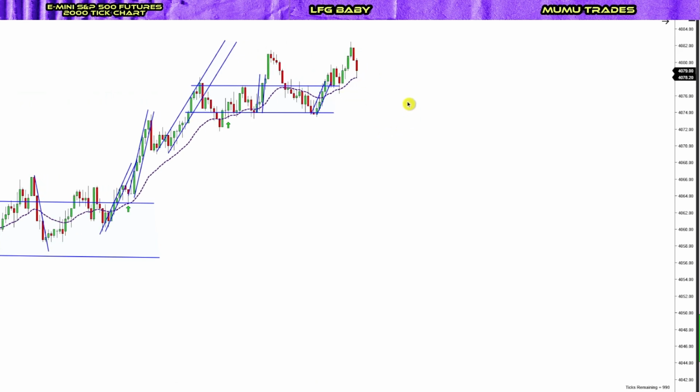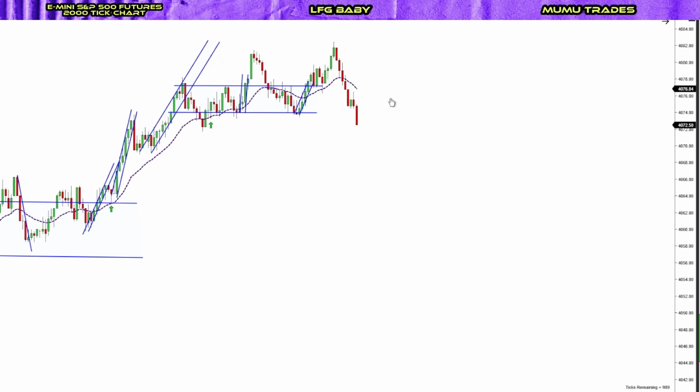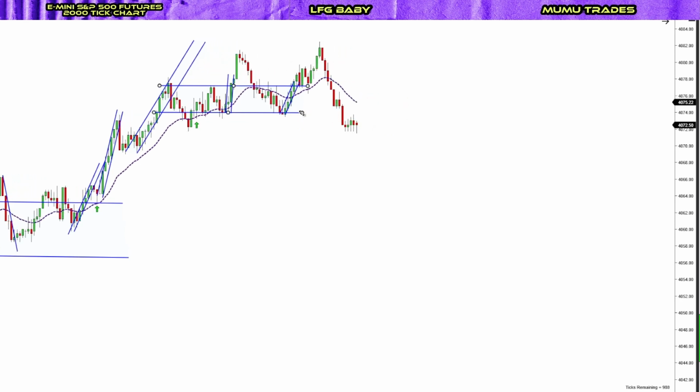So now, let's see what ends up happening. We fail out the bottom side. Let's extend this trading range.